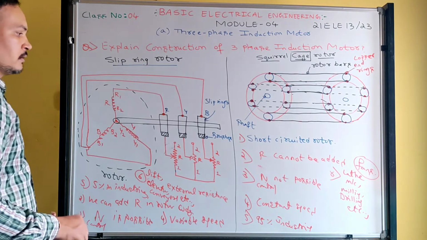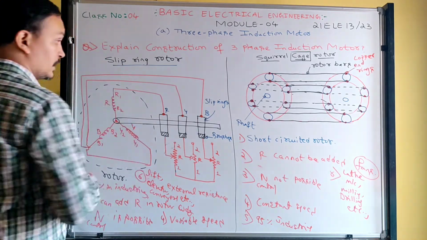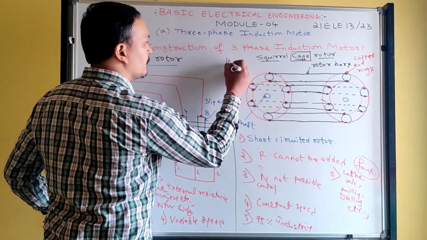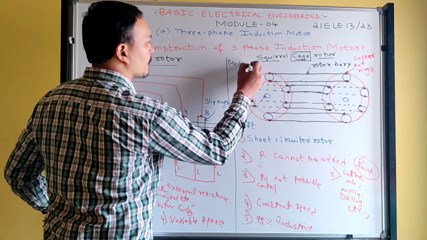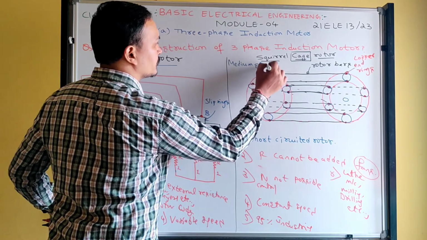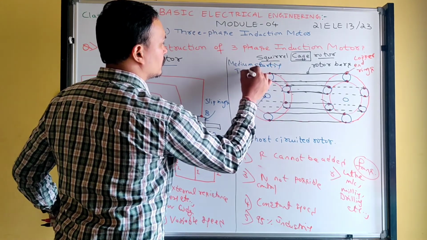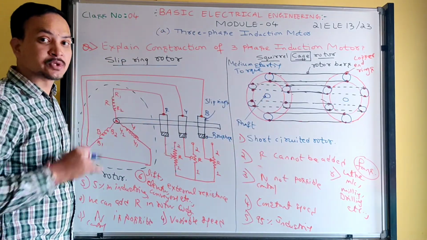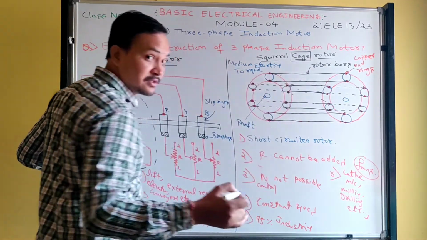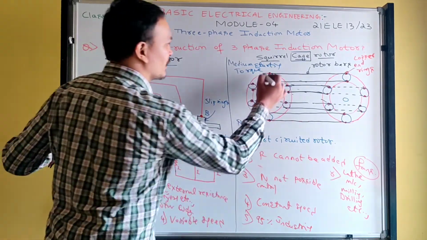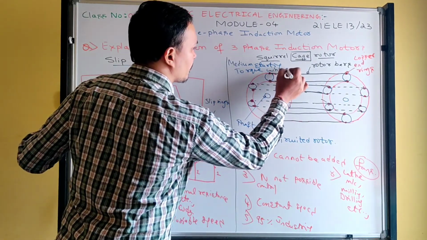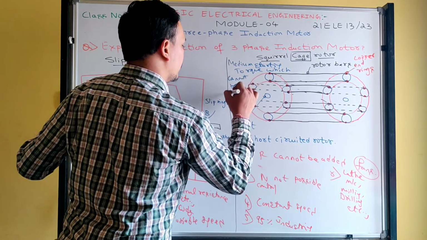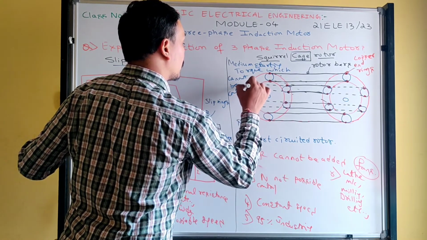Next, look at another point, coming to the torque. The squirrel cage is going to produce medium starting torque, which cannot be controlled.